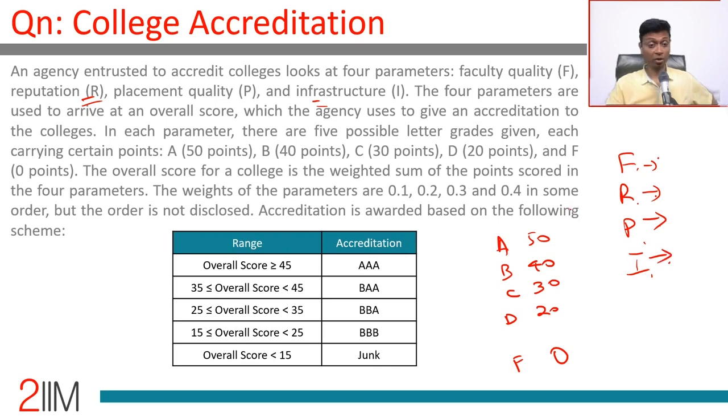Accreditation is awarded based on the following scheme. So accreditation is based on overall score. Wonderful. If it's greater than or equal to 45, we get AAA, then BAA, BBA, triple B, and so on. On the basis of overall score, this accreditation is provided. Wonderful. So the context has been given. Let's jump in.